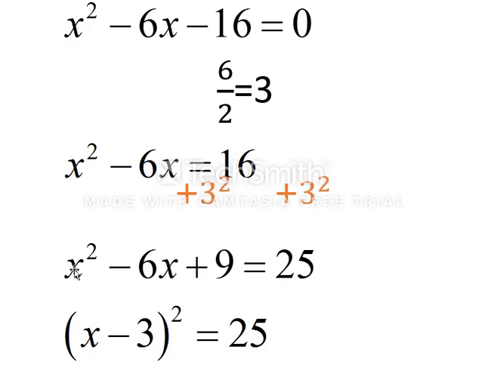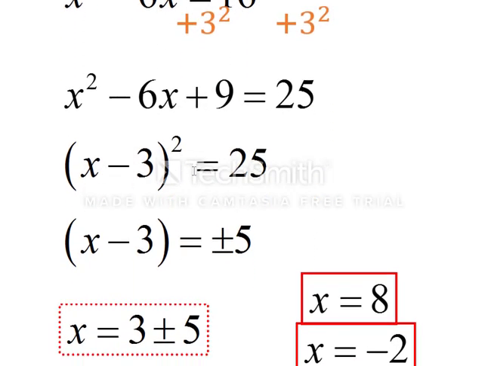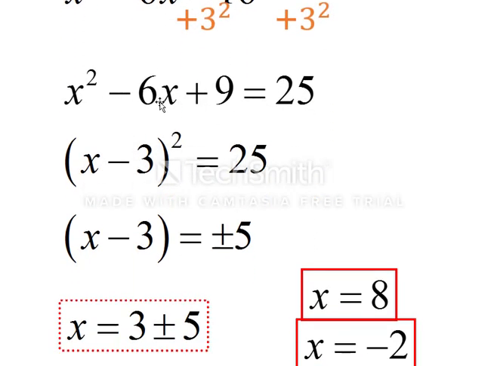So it will become x square minus 6x plus 9 is equal to 25. This 25 is 16 plus 3 square, which is 9. 16 plus 9 is 25. Now these three terms, x square minus 6x plus 9, will convert into a whole square form. That is x minus 3 whole square. And it is 25 here.